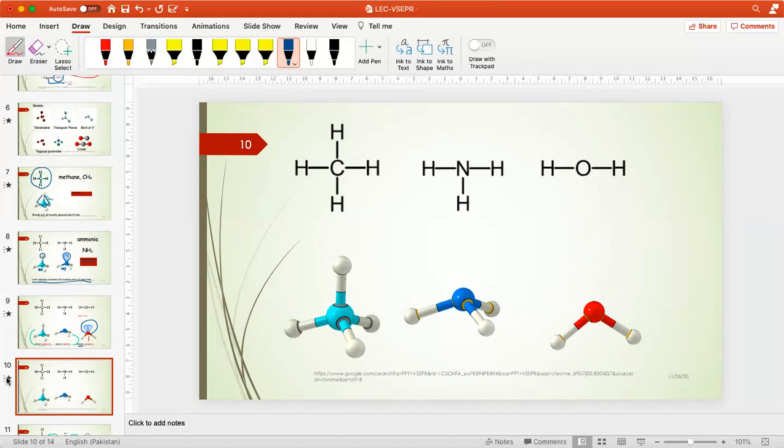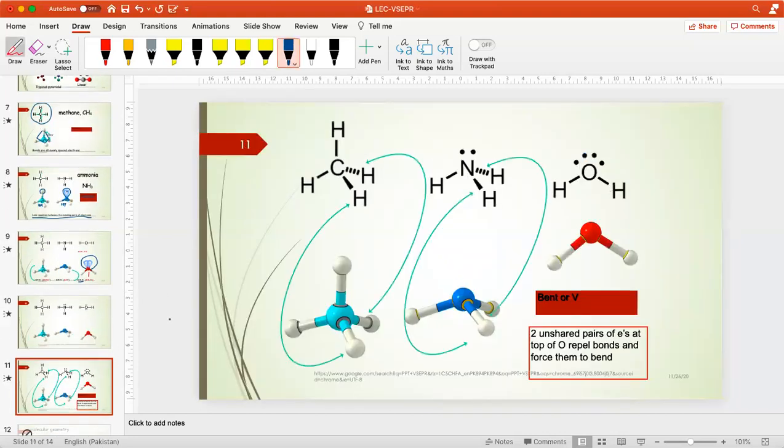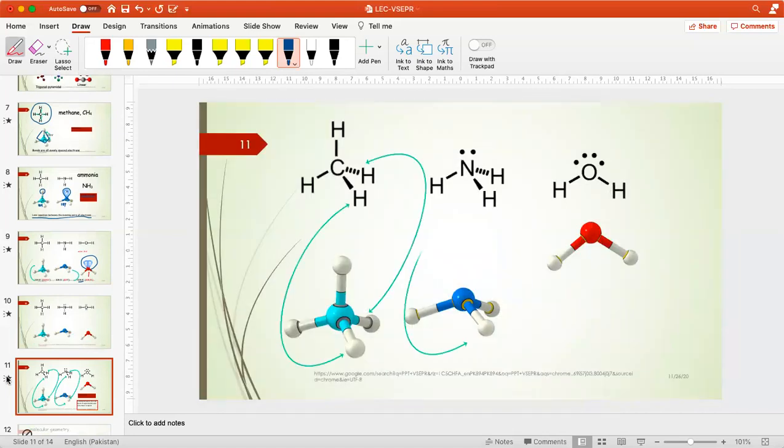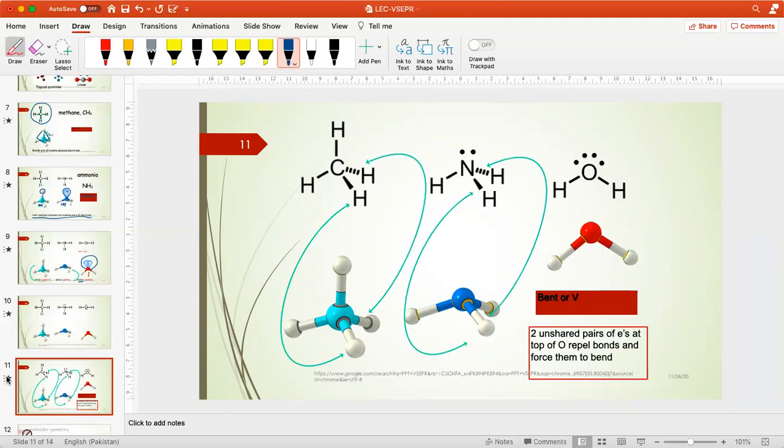Now you can see something like this. ये देखिए. These are the different shapes. ये इनके electrons हैं. These are the electrons over here, right? Next we go to the next slide. Next slide में आप देखें. It is showing the hydrogens कौन कौन सी हैं.